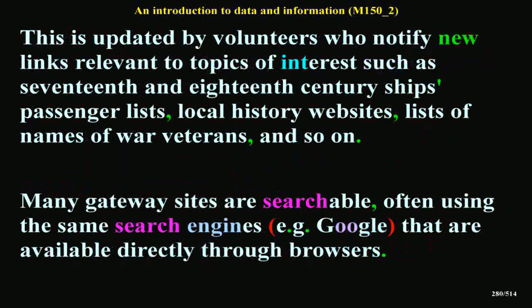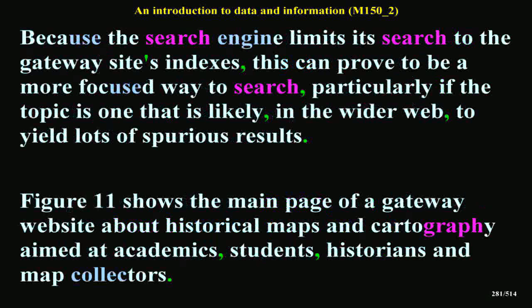Many gateway sites are searchable, often using the same search engines, e.g. Google, that are available directly through browsers. Because the search engine limits its search to the gateway site's indexes, this can prove to be a more focused way to search, particularly if the topic is one that is likely, in the wider web, to yield lots of spurious results.